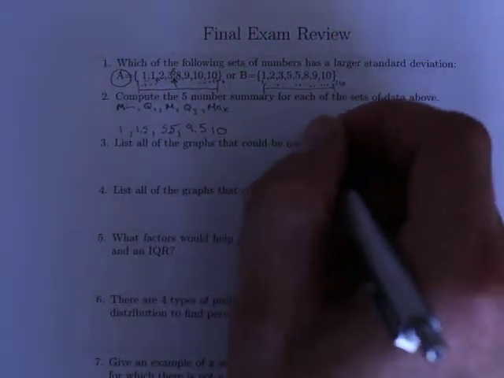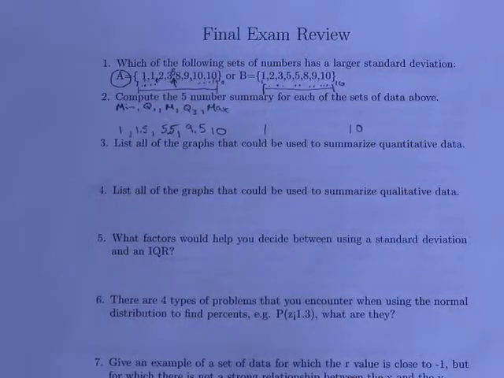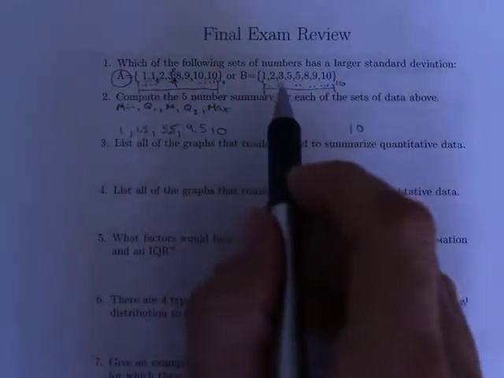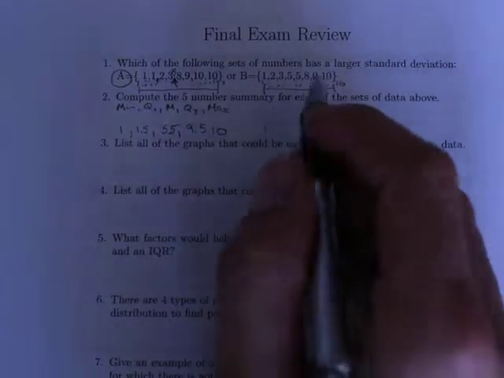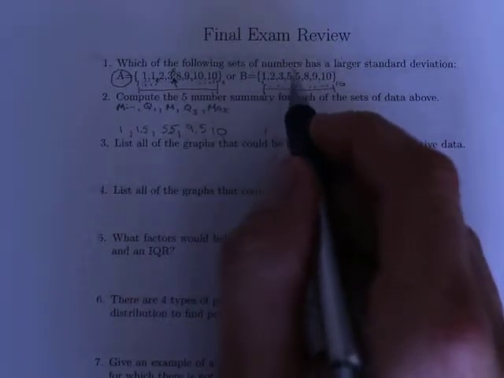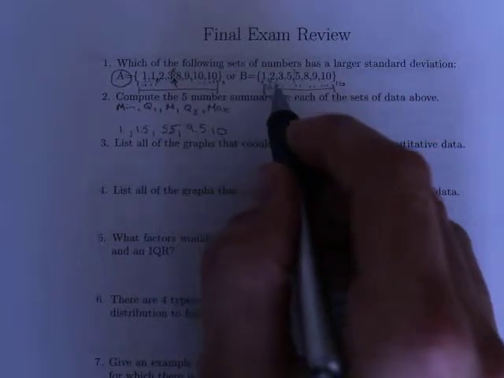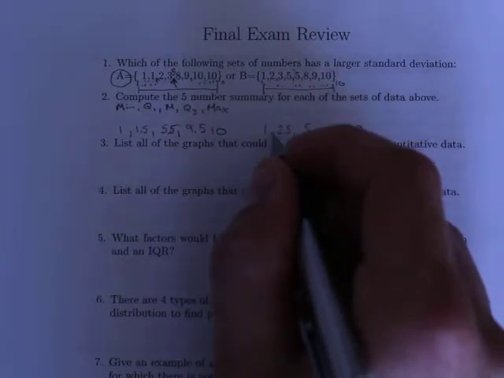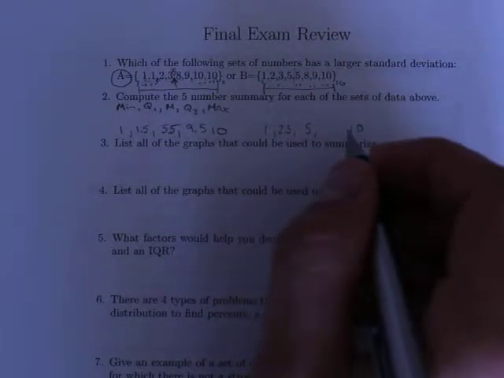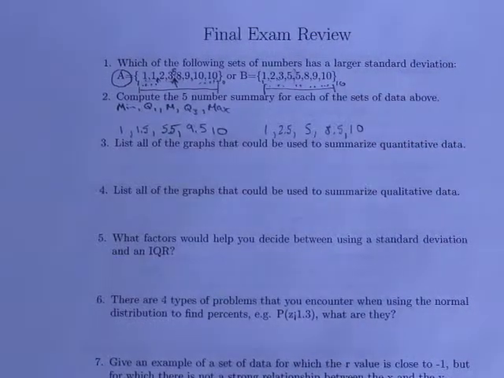Alright, and just to check, for the second list, the min and the max are 1 and 10. The median, if I split it in half, is 5. And then if I split this in half, there's 4 numbers here. The middle would be 2.5, and the upper half would be 8.5. So it actually looks fairly similar to the other set.